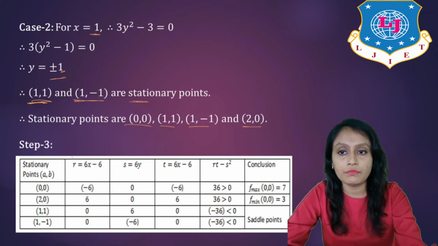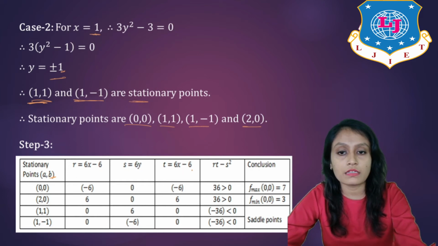Now step 3. You have to make such a table. First we have to write the points. So in all we had 4 points. Write down 0, 0, 2, 0, 1, 1 and 1, minus 1. Then we have to write r, s and t. r is 6x minus 6, s is 6y and t is 6x minus 6. And then we have to write this rt minus s square.